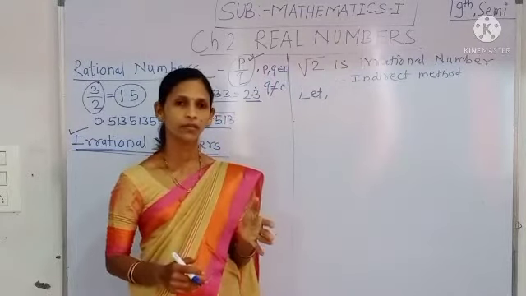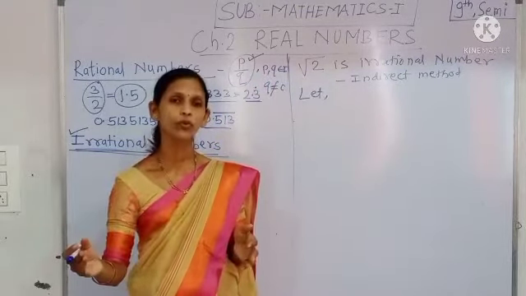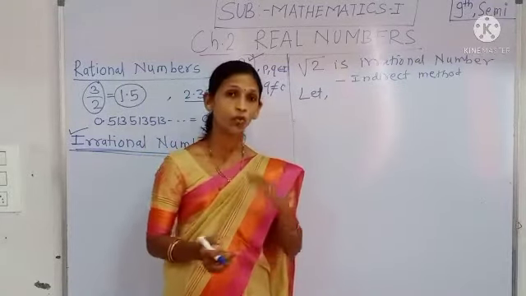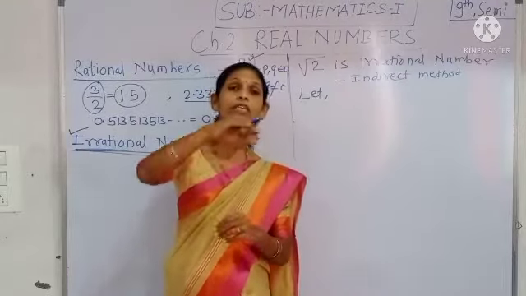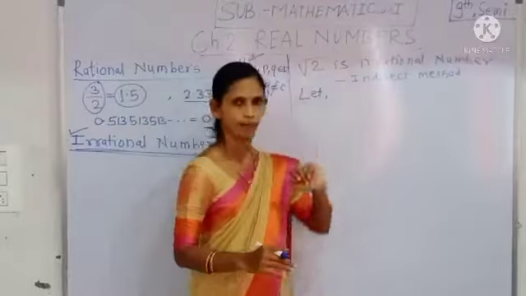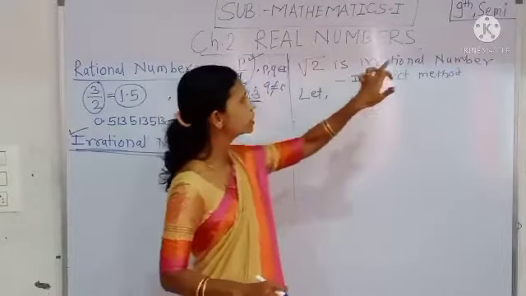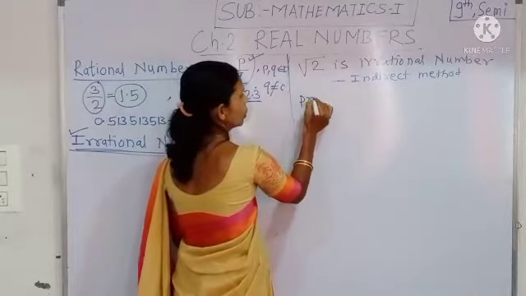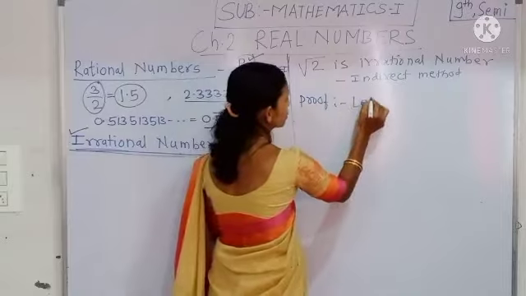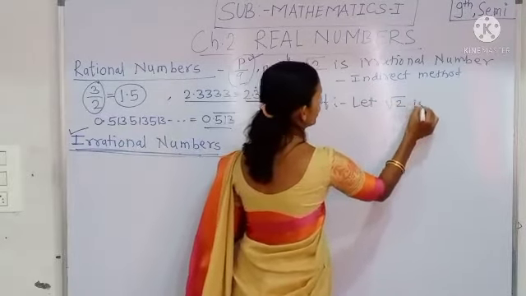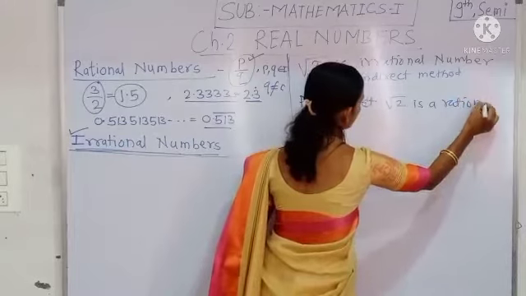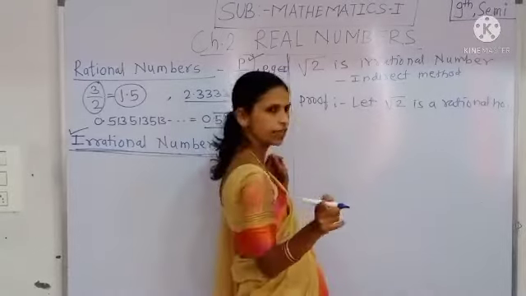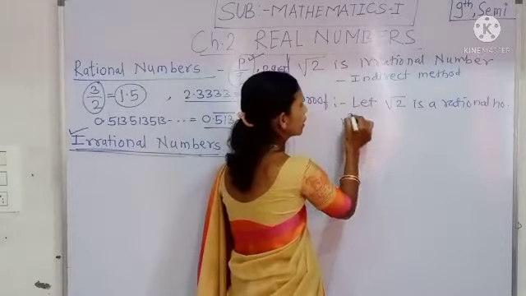In indirect method, for the property which we have to prove, when we give the proof of those properties by indirect method, we have to consider the opposite statement of that property. Here the property is root 2 is an irrational number. Therefore, first of all, in the proof, let us consider root 2 is a rational number.